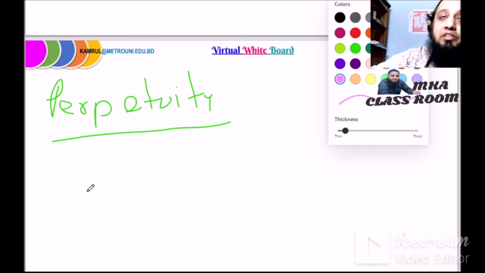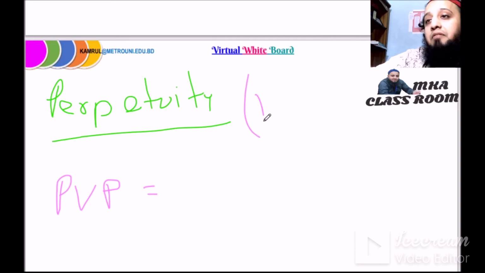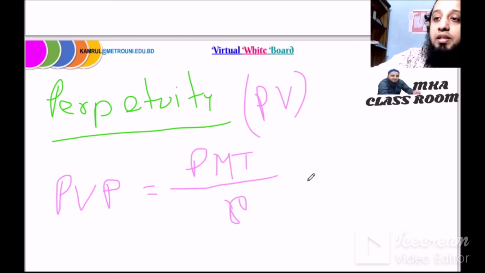So it has a formula for finding the present value of perpetuity. Here we have to calculate only the present value, PV of perpetuity. The formula for present value of perpetuity is PMT divided by R, the interest rate: payment divided by interest rate.